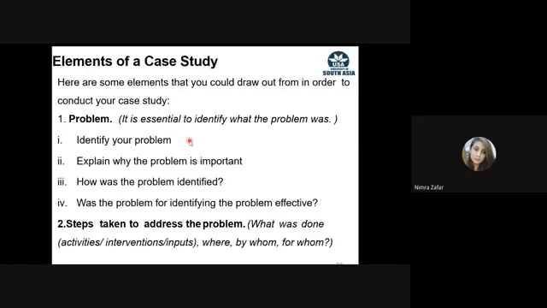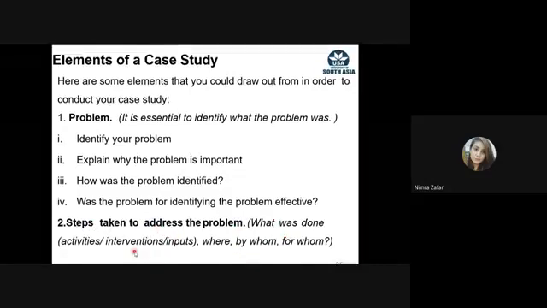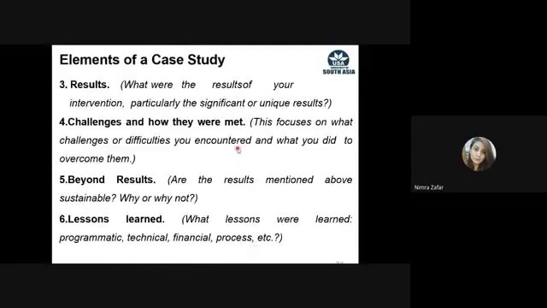That is problem. It is essential to identify what the problem was, identify your problem, explain why the problem is important, how was the problem identified, was the process for identifying the problem effective. And the second step is the step taken to address that problem. Now you have to address the problem. What was done: activities, interventions, inputs, where, by, whom, for whom.